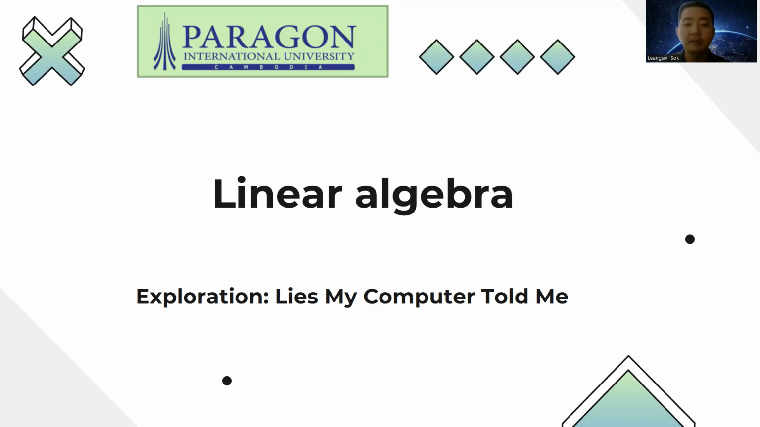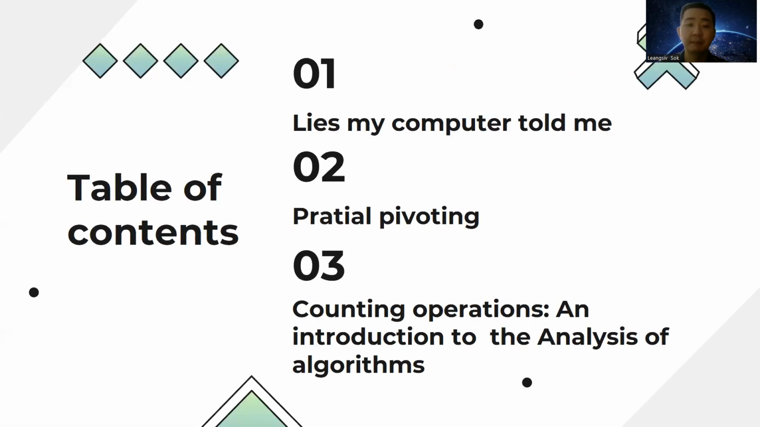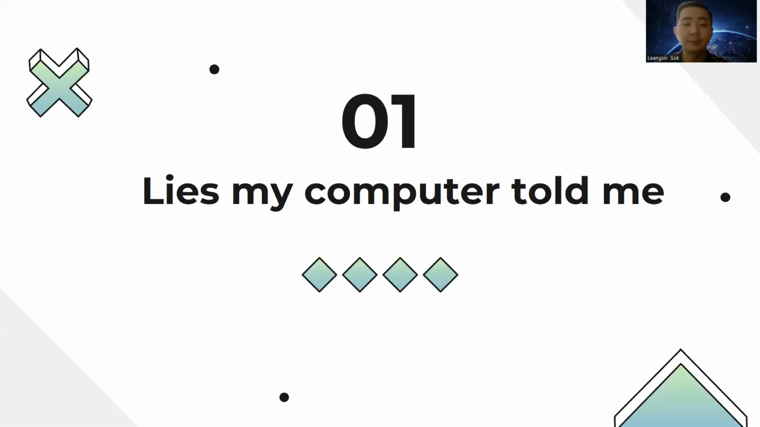Today, I'm going to present a topic called Lies My Computer Told Me. Here is the table of contents that I will present today. The first one, Lies My Computer Told Me. Second one, partial pivoting. Third one, counting operations and introduction to the analysis of algorithms. First one, Lies My Computer Told Me.